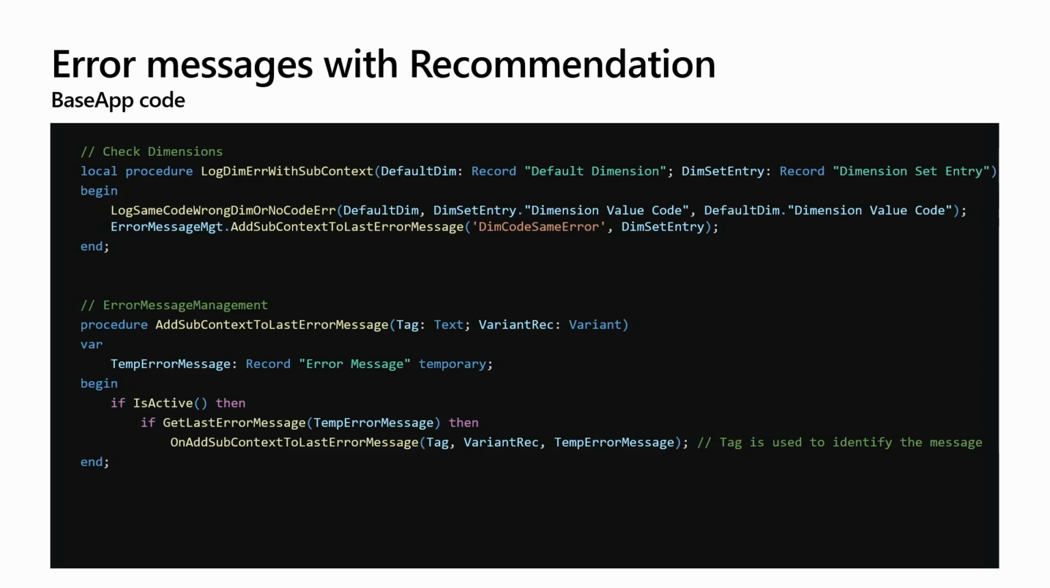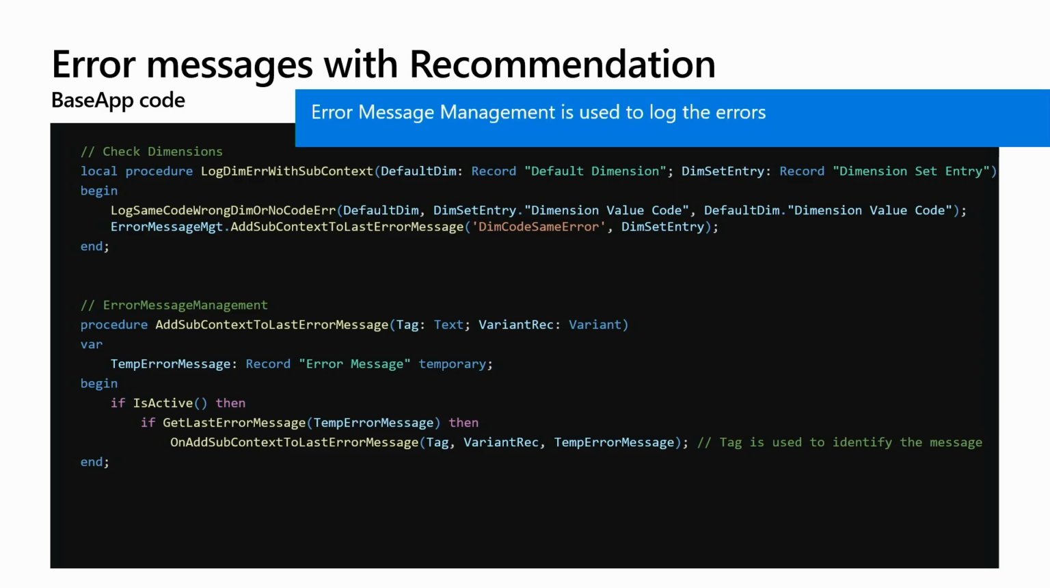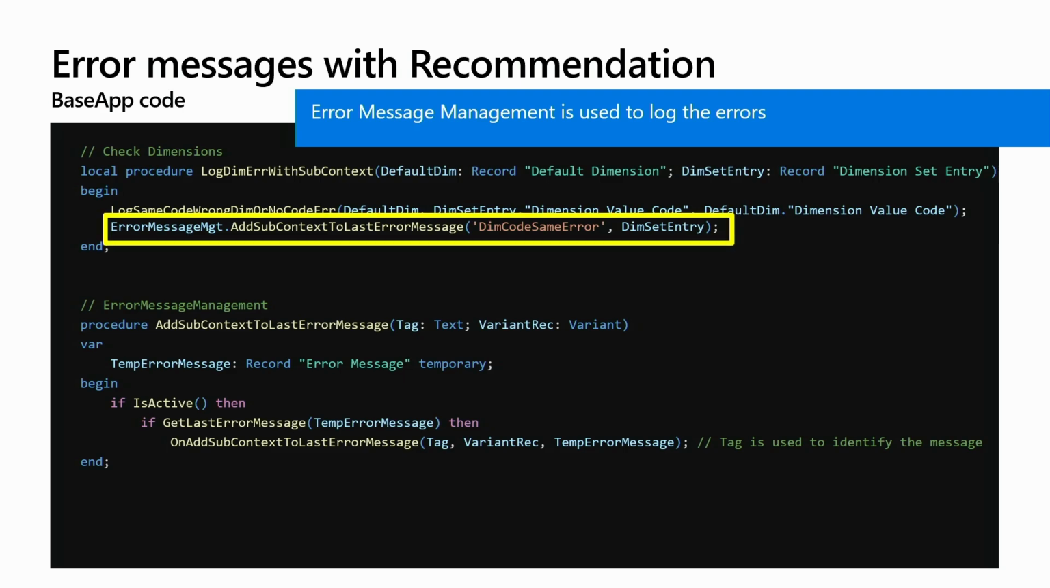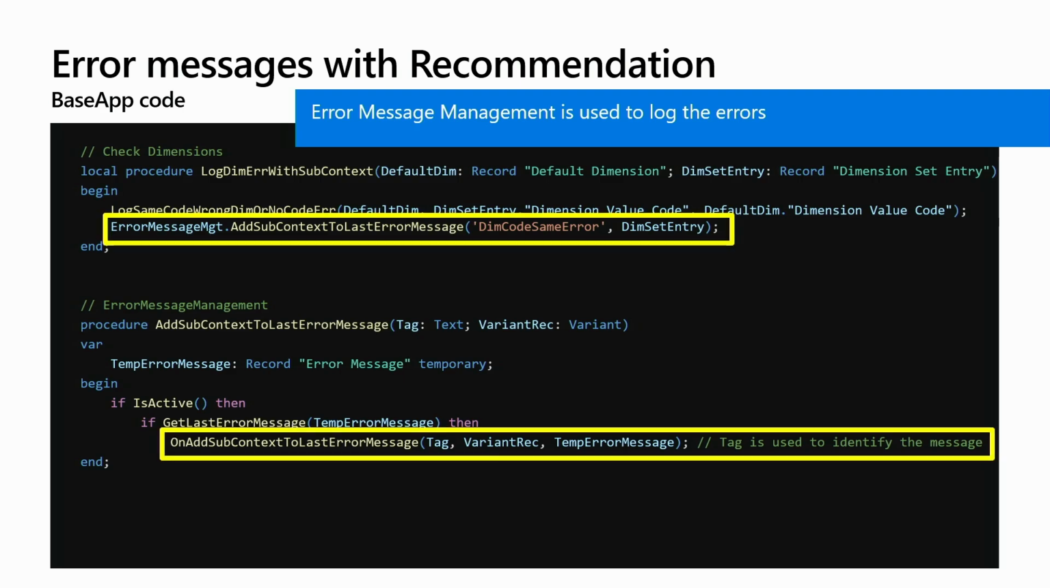So let's look at the base app code in the error message management module. We have added a procedure called add subcontext to the last error message. In this, we just get the last error message and trigger an event, because we want to read that information in an extension, and the tag can be used to uniquely identify which error message you are talking about.